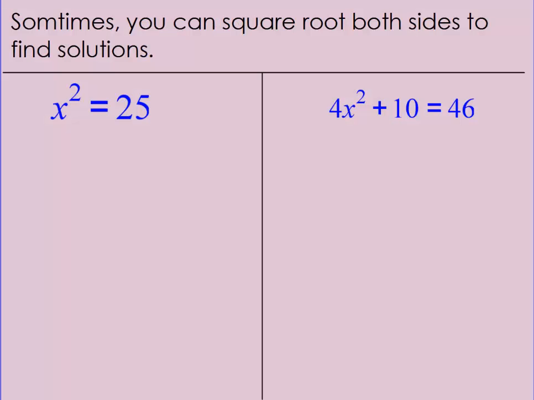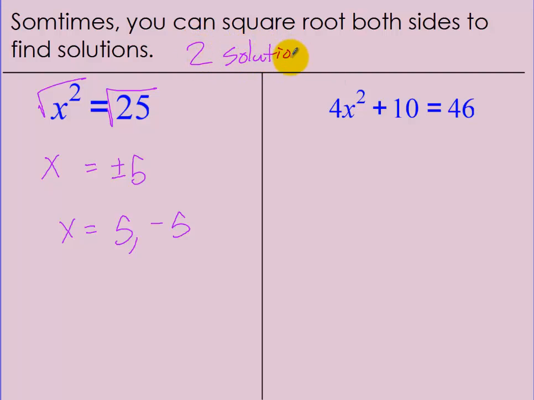Now, sometimes when we're trying to solve an equation, you can just square root both sides to find the solutions. I have 2 examples right here. I have x squared equals 25. I can square root both sides, and the square root of x squared is x. The square root of 25 is either positive or negative 5, because negative 5 or positive 5 are solutions. So our solutions are x equals plus or minus 5. Another way to write that is x equals 5 and negative 5. There are going to be 2 solutions here, so expect 2 solutions when you solve these.